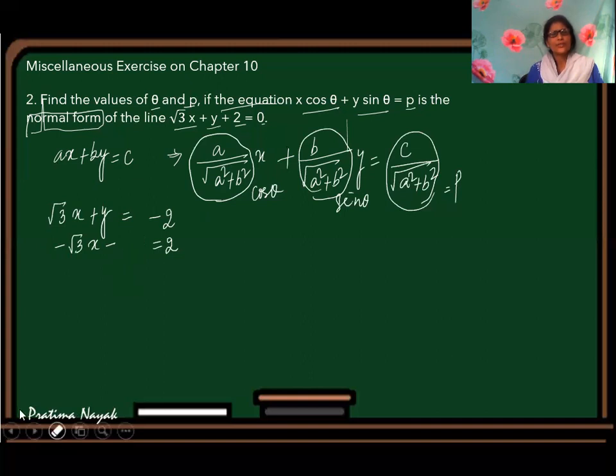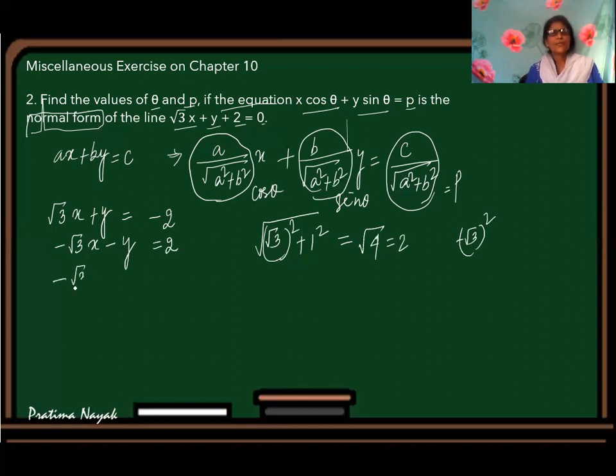Now I'll divide throughout by the square root of a square plus b square, where a is root 3 and b is 1. I am not taking the negative because the square of a negative is also positive. So it will be the square root of 4, which is 2. I'll divide throughout by 2. So this will be minus root 3 by 2 x minus 1 by 2 y is equal to 2 by 2, that will be 1. So this 1 is your p.